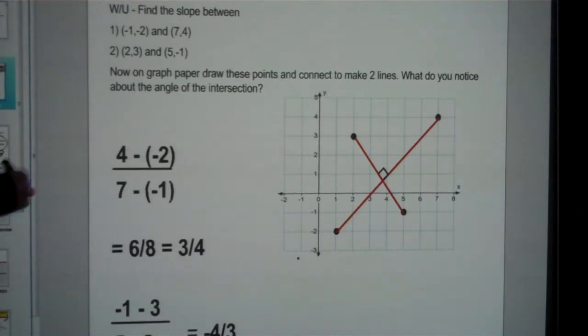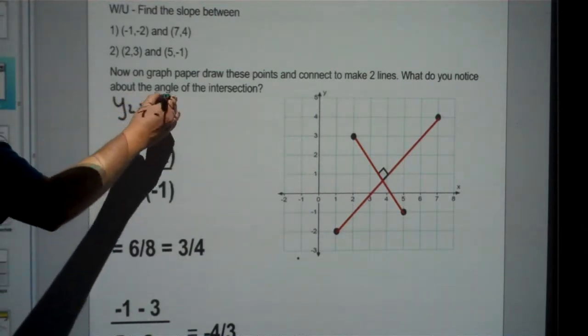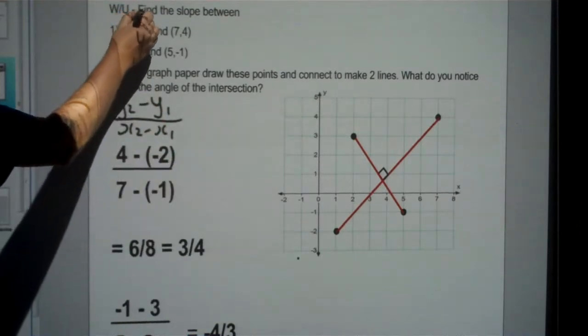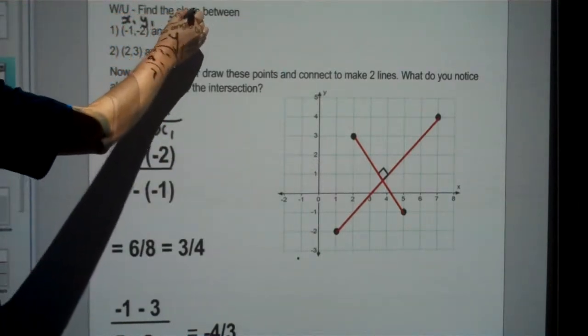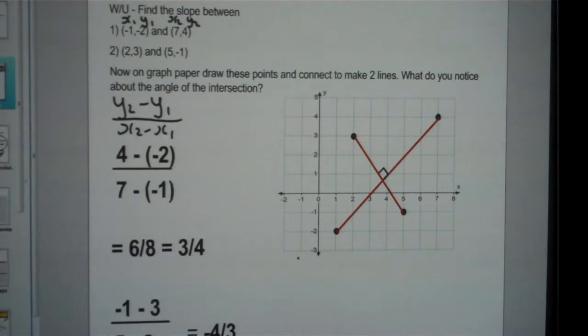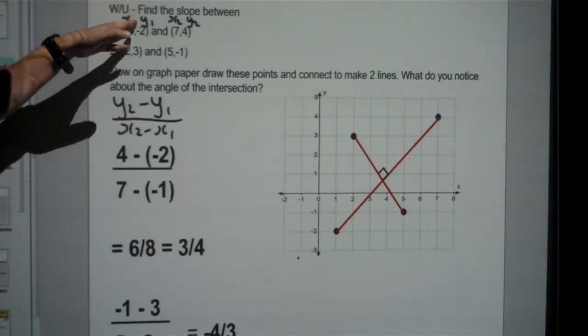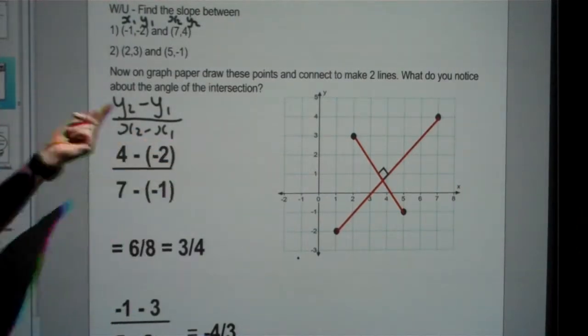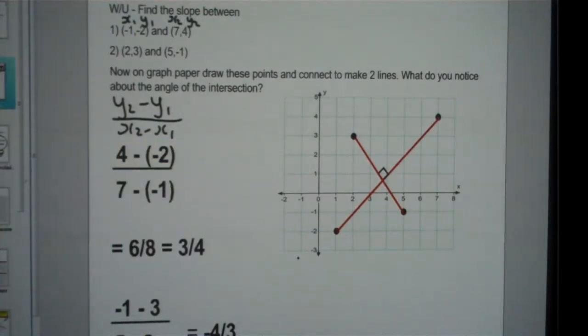To find the slope, what we do is y2 minus y1 over x2 minus x1. So make sure you label your points, the first coordinate being x and the second one being y. This is our first y coordinate, this is our second y coordinate, and then we plug the numbers in. Remember, when we're substituting, we need to put parentheses around any negative numbers to avoid any mistakes.